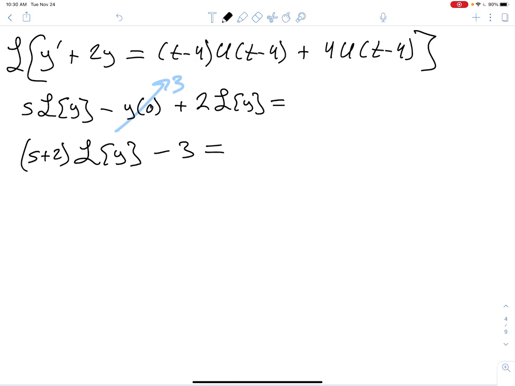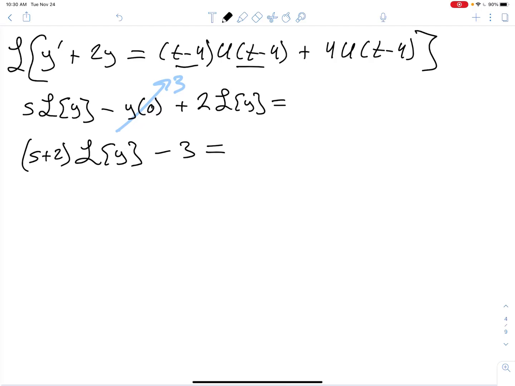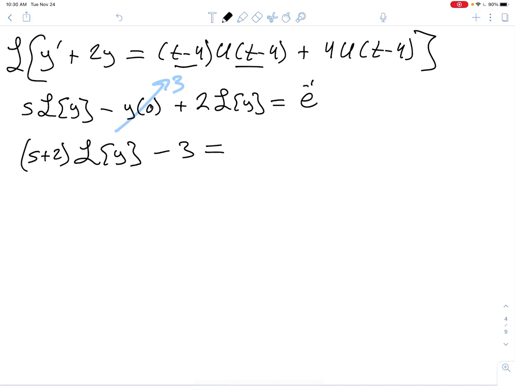Now let's look at the right-hand side. First we've got a shifted t function. We shifted it by 4, so we should be getting e to the minus 4s. That's coming from the shift, times the Laplace transform of the unshifted function, which is really t. So this should be e to the minus 4s times, now what is the Laplace transform of t? I believe it's 1 over s squared, right? 1 factorial divided by s to the n plus 1. Well, it's t to the 1, so like so.